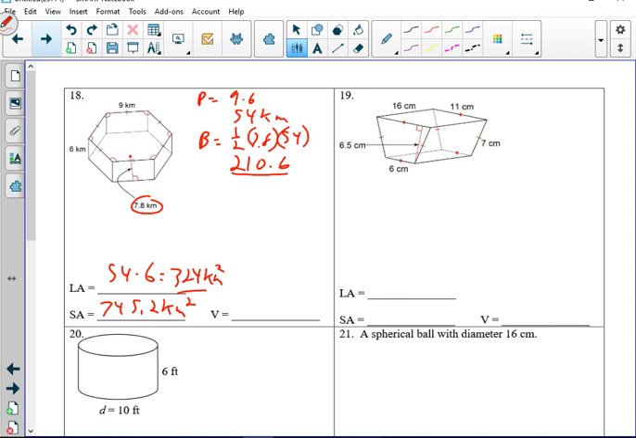And the volume is the area of the base times the height of 6. So 210.6 times 6 is 1263.6 cubic kilometers.